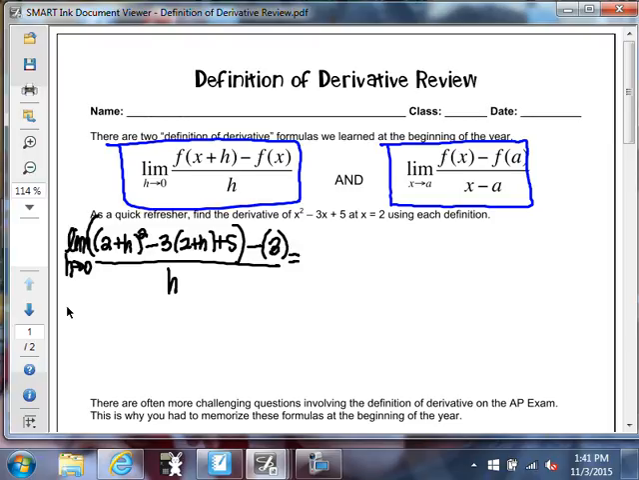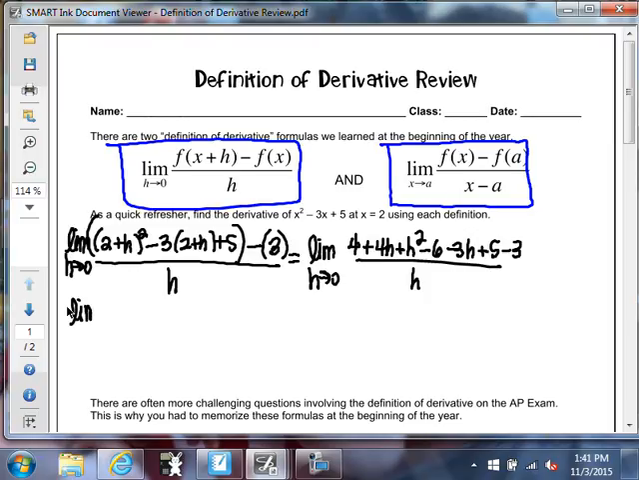We continue to simplify, so we have to FOIL it out. We have the limit as h goes to 0, and we FOIL and get 4 plus 4h plus h squared minus 6 minus 3h plus 5 minus 3 all over h. The 4 minus 6 plus 5 minus 3 actually all cancels. So we have negative 2 plus 5 is 3, minus 3 goes away. So this and this are now gone.